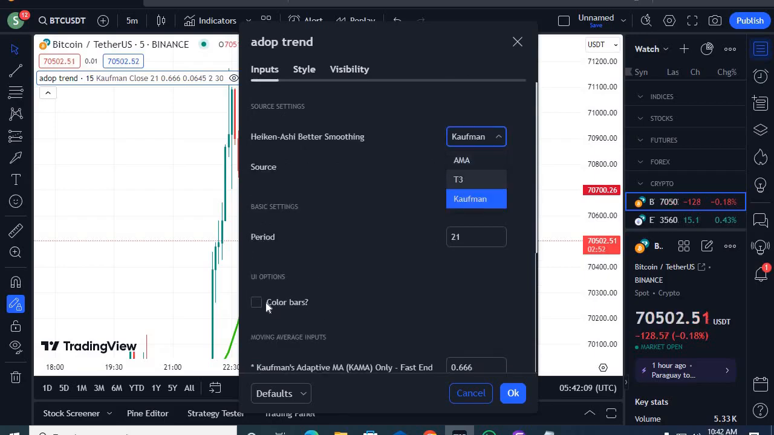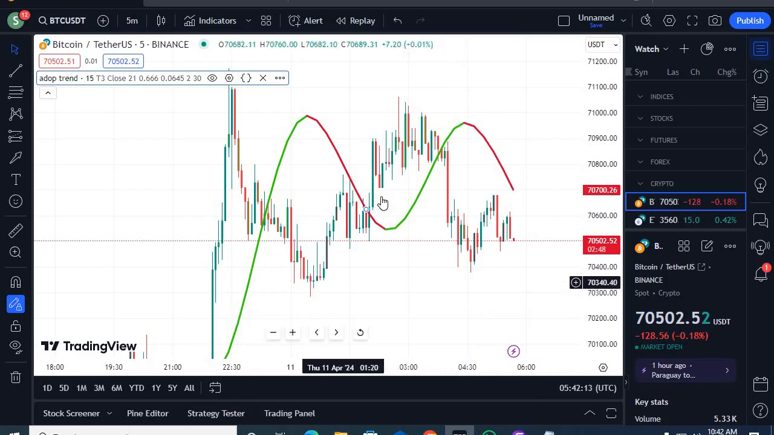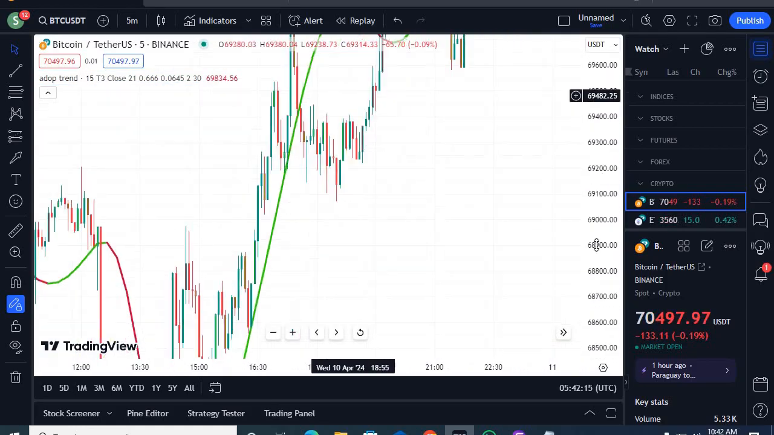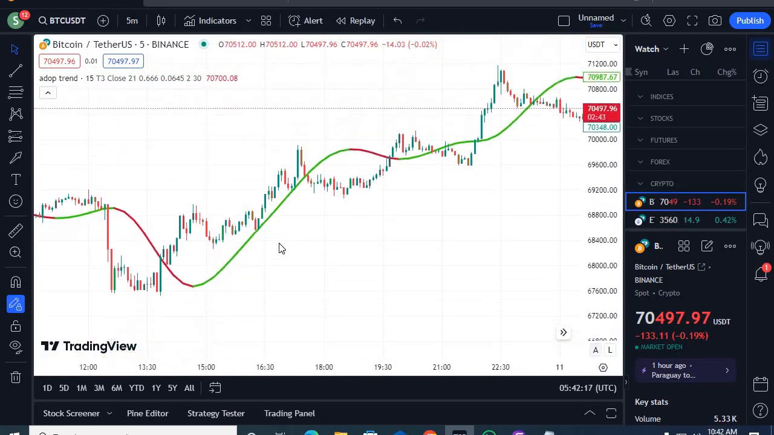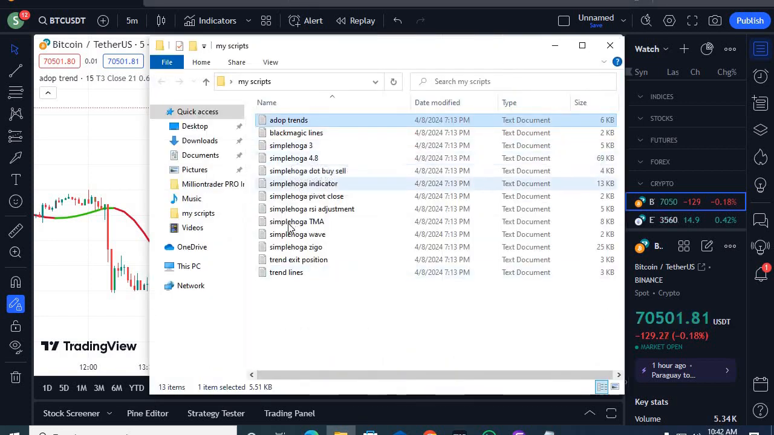Here you can see T3, select it and change the color if you want, and that's it. Now the indicator will look like this, but this is not the exact one, and you can see there are no signals as well, so we need to find the signals. So just go again, and here you will find the indicators, simple TMA.